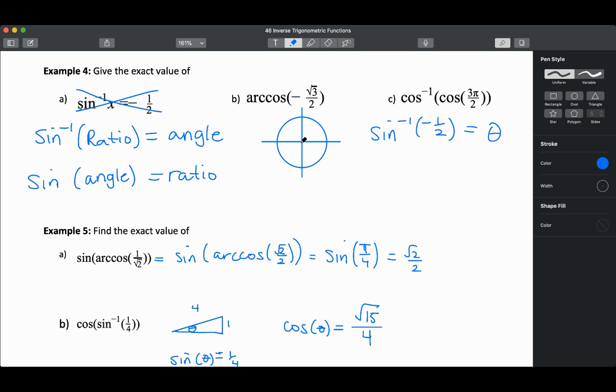So negative a half is this angle here, when my y value is negative a half. And of course, we know that that angle is -π/6, or at least I hope you know that.